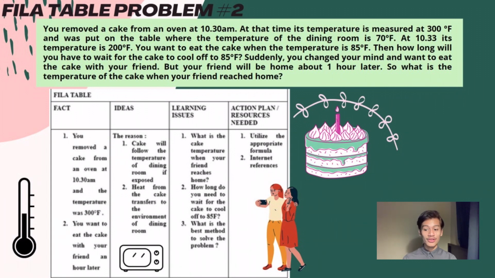Number 2, you want to eat the cake with your friend an hour later. Next, the ideas that we got: reason number 1, the cake will follow the temperature of the dining room if exposed. Number 2, the heat from the cake transfers to the environment of the dining room.